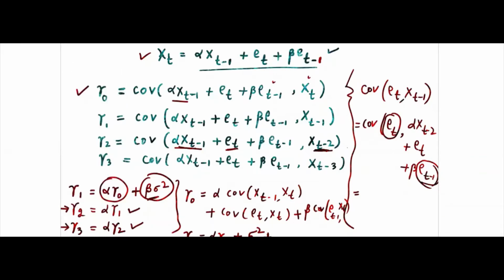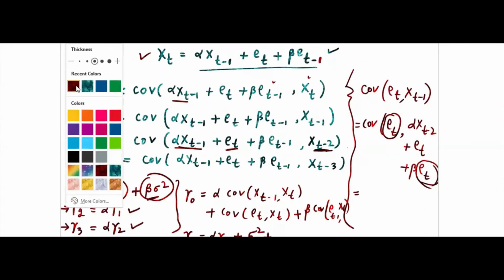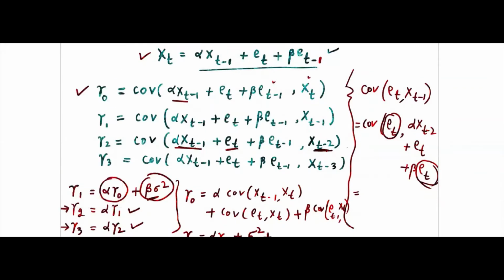Sir, should it be et minus 1 and beta et minus 2? Which one? Sir, covariance of et comma xt minus 1. Okay, I was right, I saw the other equation. This is et minus 1, right? And this is t minus 2, because we have to find this value from this one by changing t to t minus 1. So we have to change everywhere. Yeah, this is fine.